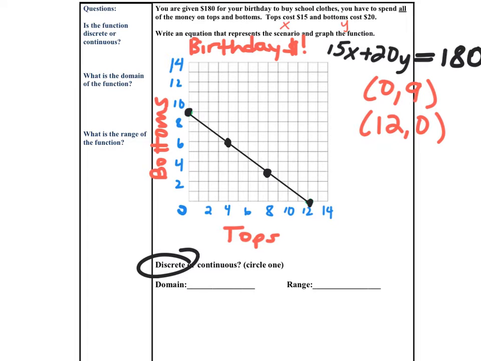If I plug in 1 for x, I get 15. If I plug in 8 for y, I would get 160, right? 160 plus 15 would be 175, so it's just 5 short. So that's one strategy you could use. It's not perfect because if you're like me, even with the straight line tool, sometimes you graph it imperfectly.